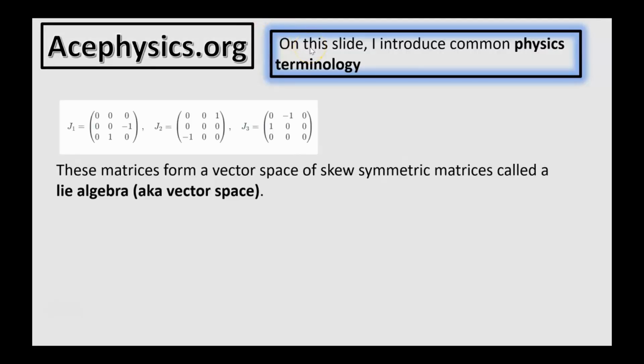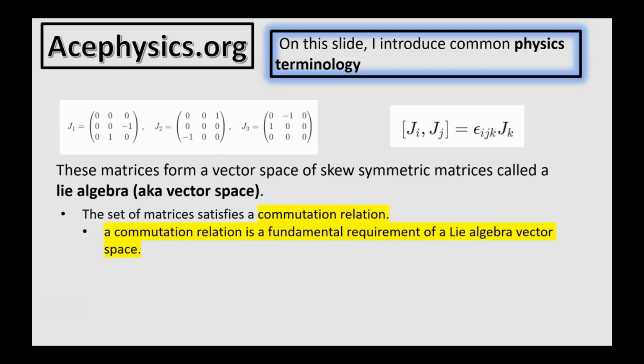On this slide, I introduce common physics terminology. These matrices form a vector space, and this vector space is called the Lie algebra. It's characterized in part by a property called the commutation relation. I won't delve into the commutation relations today. Instead, I'll focus solely on understanding the roles of group generators. This will prepare us for Lecture 2C as well as 3B, where I discuss complementary basis, maximally non-commuting observables, and the mathematics underlying the uncertainty principle.